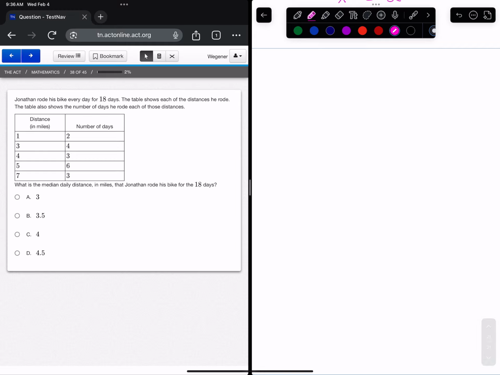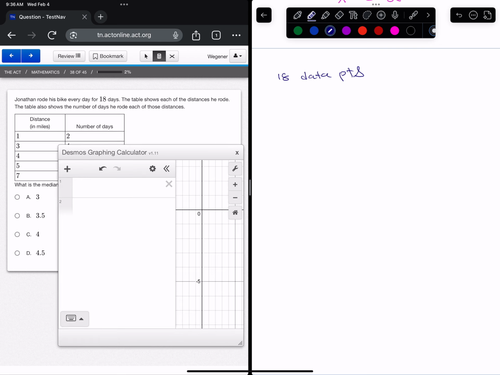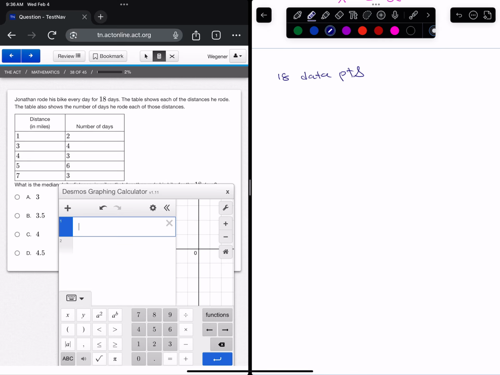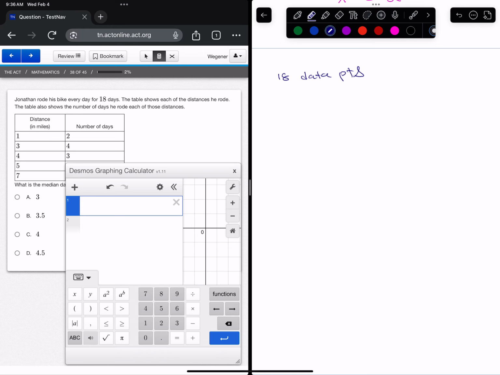Okay, 38. Here we're looking at a frequency table, and in that frequency table, it gives us 18 data points, 18 days. And it's telling you how many miles that person rode their bike. So Jonathan rode his bike every day for 18 days. What is the median daily distance in miles that Jonathan rode his bike for the 18 days? Okay, so we should have 18 data points.